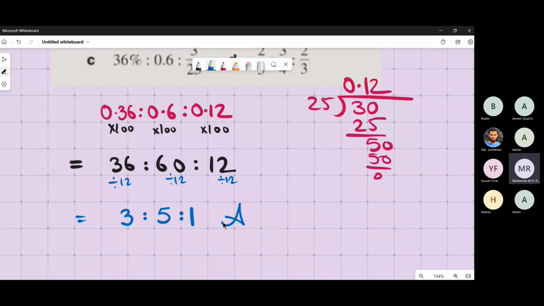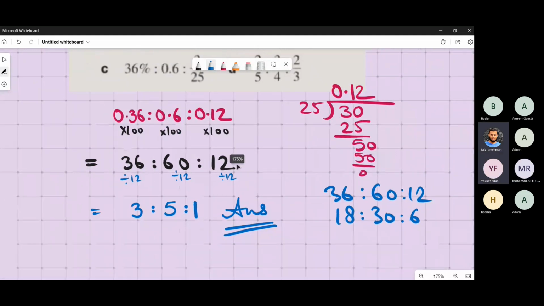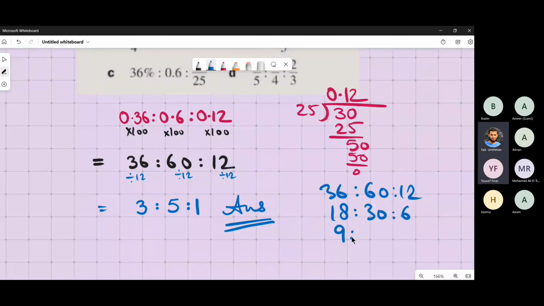Mister, in the exam, I'm not sure about putting 12. I know big numbers, but I'm scared to use them. You can use 6, or you can use 2. Okay, you can make it by 2, no problem. 36, 60, 12: by 2, you will get 18, 30, and 6. Make it by 2 again, and then 9, 15, and 3.